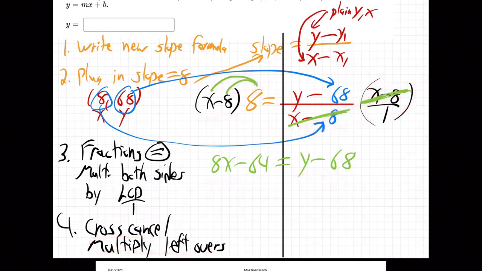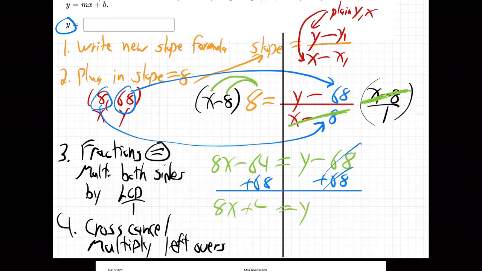Okay, now we've got to get y alone. How do you finish getting y alone? Add 68. And why do we get y alone? What says y alone up here? That's what it wants. So add 68. Boom, boom. So y alone is 8x plus 4. There it is. Y alone, 8x plus 4. Done.